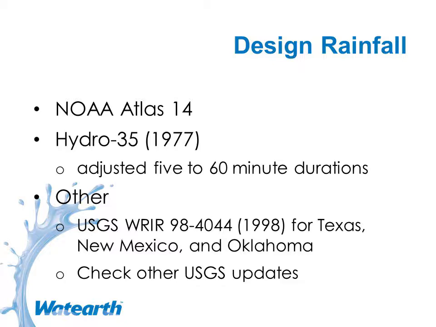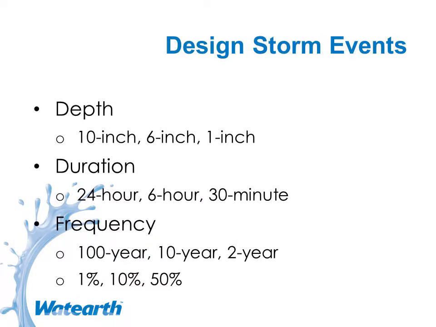Okay, so our design storm events, they'll have a depth associated with them. They'll also have a duration. Typically we're looking at 24-hour events, but you might need to look at a longer term event, a 48-hour or 72-hour at some point. The shorter duration events tend to be for flashier storms or specific reasons. And then a frequency. So the 100-year being equivalent to the 1% or 1 in 100 chance of being equaled or exceeded in any given year.